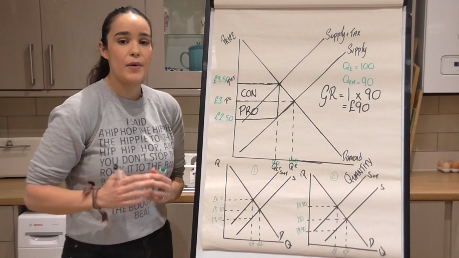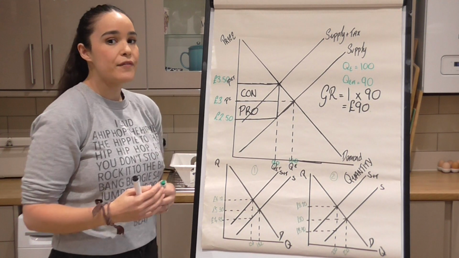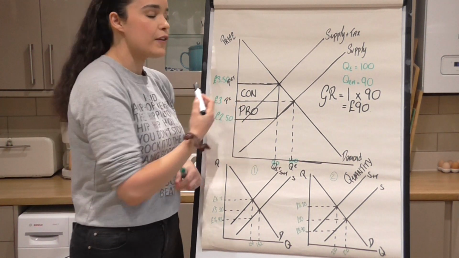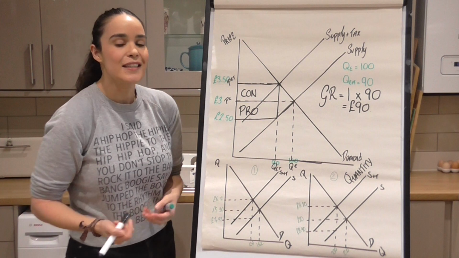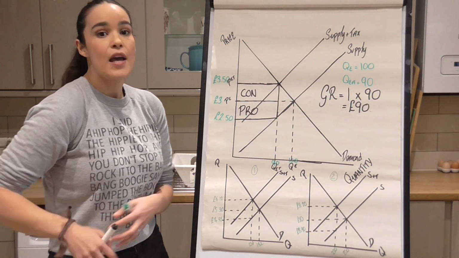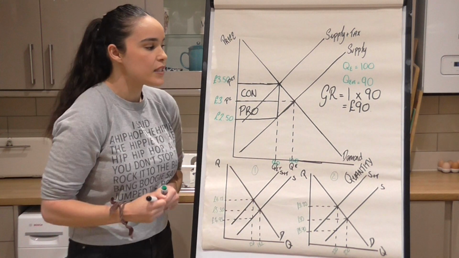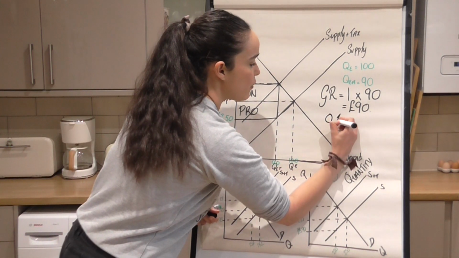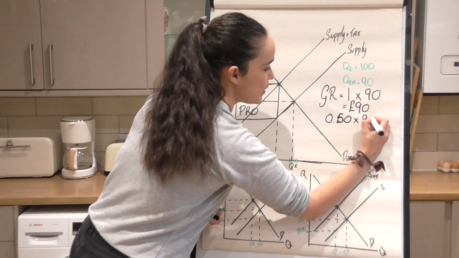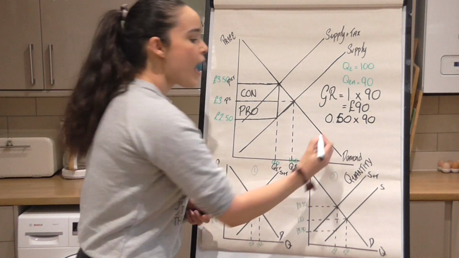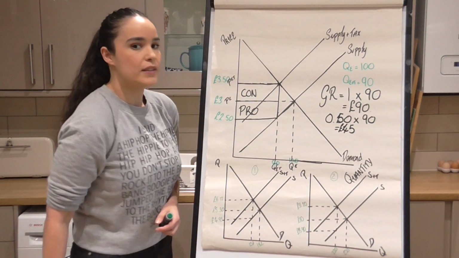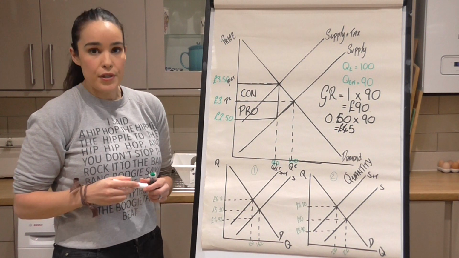So it's really easy to work out our consumer burden. All we have to do is see the price difference. So here we've gone from £3 to £3.50, that's 50 pence, and then that is our consumer burden per unit sold, right? So then we need to times that by our quantity, so we have 0.5 times 90, because we need to times it by the quantity that is sold, and that is going to equal £45. And then we need to work out the producer burden.